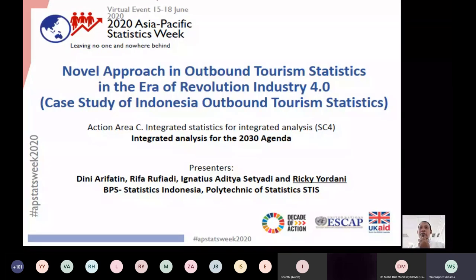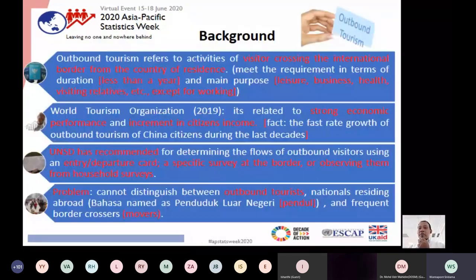Firstly, I want to talk about the background, the term of tourism, outbound tourism. Outbound tourism refers to the activity of visitors crossing the international border from the country of residence. It must meet the requirement in terms of duration: it must be less than a year, and the purpose can be leisure, business, health, visiting relatives, etc., except for working.